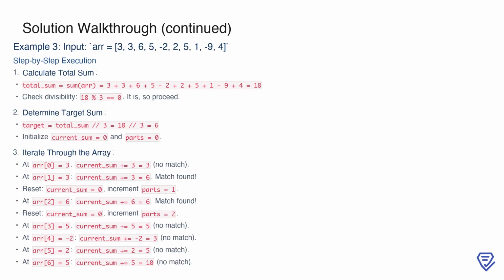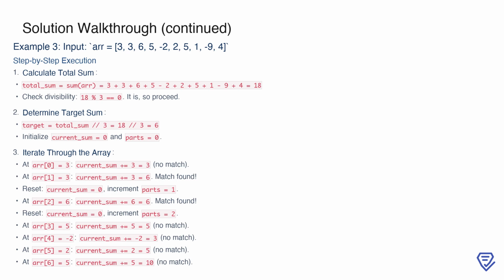Now let's consider a new example, where the input array is 3, 3, 6, 5, -2, 2, 5, 1, -9, 4. We begin by calculating the total sum of the array, which is 3 plus 3 plus 6 plus 5 minus 2 plus 2 plus 5 plus 1 minus 9 plus 4 equals 18. Since 18 % 3 equals 0, the total sum is divisible by 3, so we can proceed. The target sum for each part will be target equals 6.